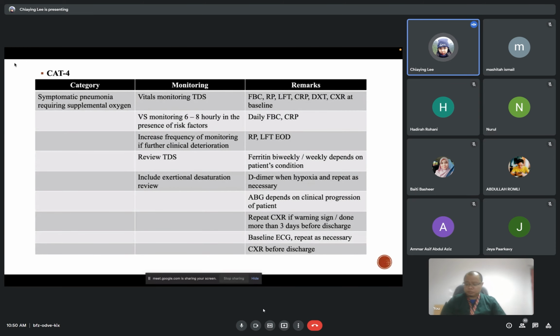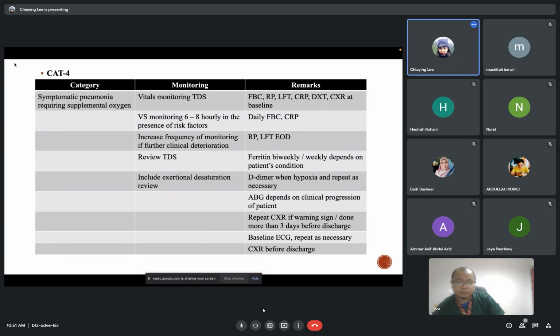For Cat 4 and Cat 5, you still need to closely monitor the patient, and you have to monitor all the inflammatory markers more frequently as compared to Cat 1 to Cat 3. Ferritin biweekly or weekly based on the patient's condition, D-dimer when they are hypoxic, and repeat the ABG as the patient deteriorates, because they are mostly on oxygen. And before discharge, you have to do an X-ray before they go home.